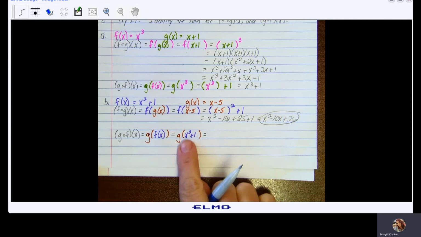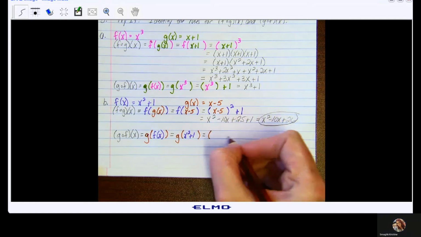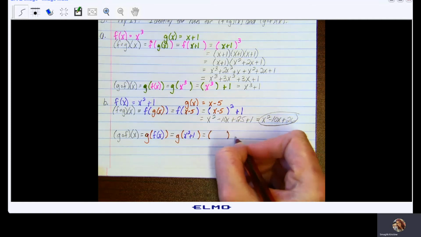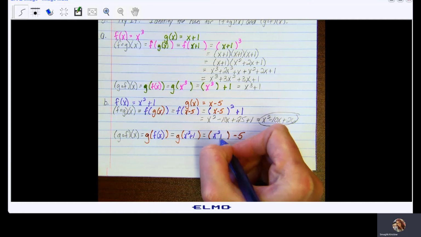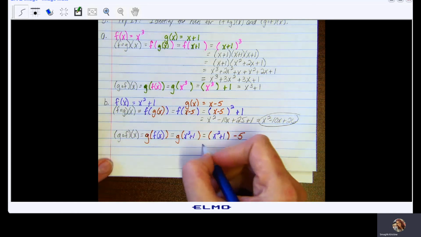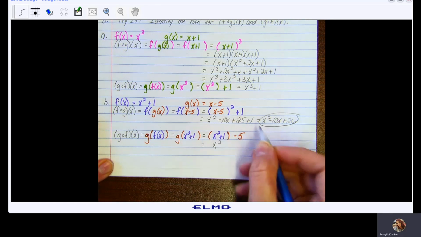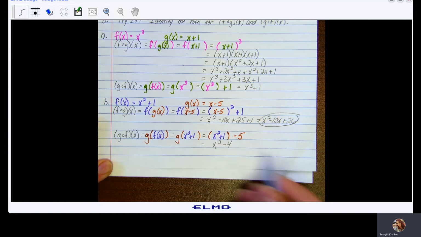And so now let's grab our function g. It's x minus 5. So again, wherever I have a variable, I'm just going to leave a space. And my input now is x squared plus 1. And so now when I simplify, I get x squared. 1 minus 5 is a negative 4. x squared minus 4.